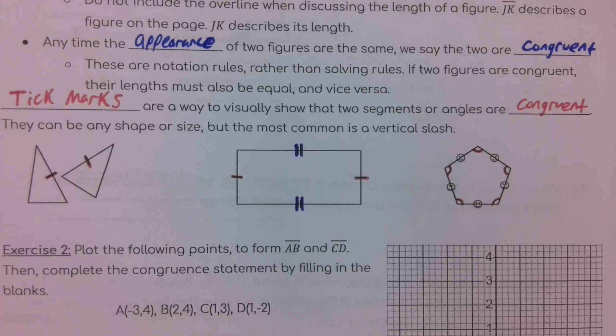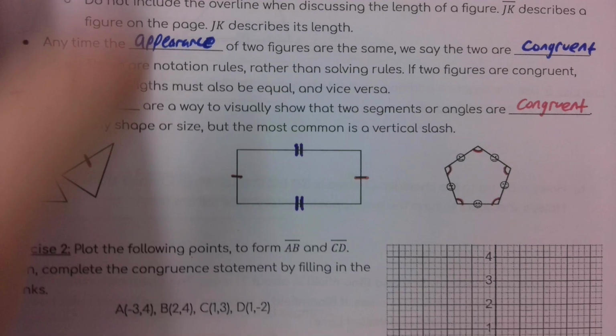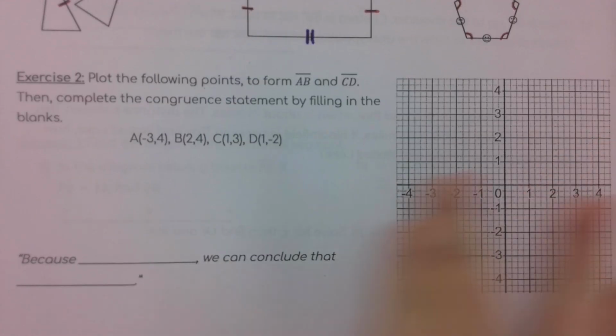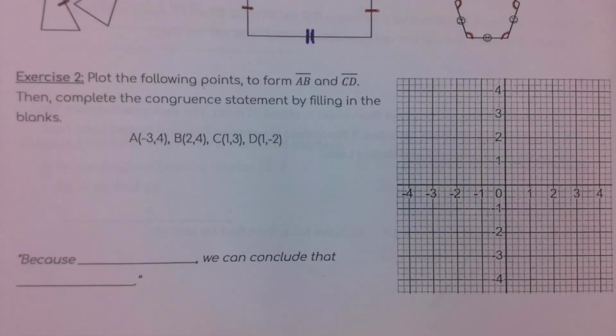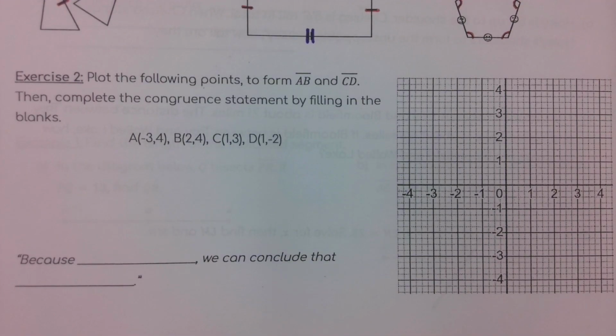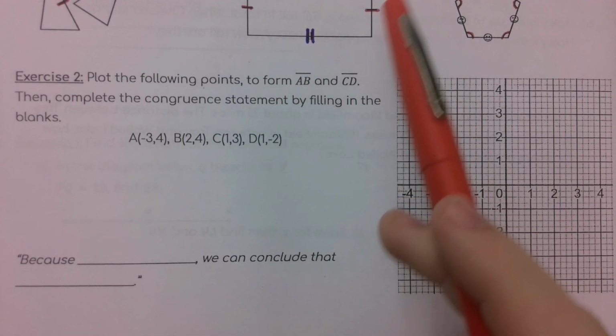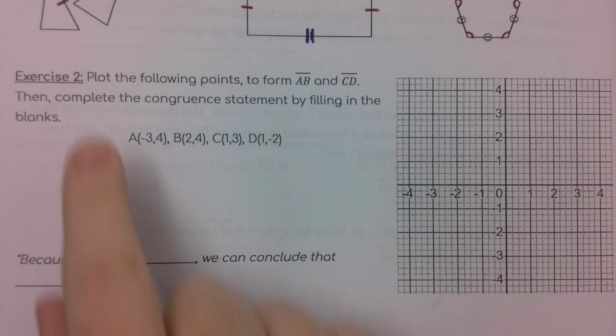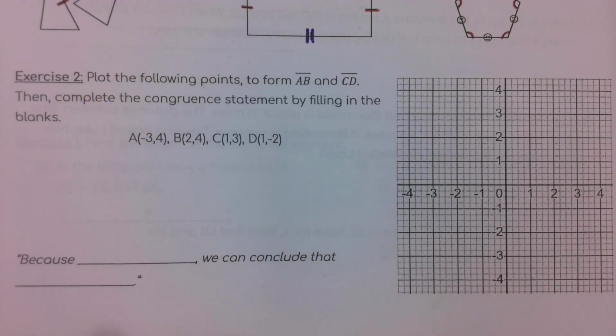Very nice. Now, I want you to try out exercise 2 on your own. I'll read out the question, and then we'll do it. It asks us to plot out the following points to make two lines, line segment AB and line segment CD. Then finish the congruence statement by filling in the blanks. So we either need to conclude that AB and CD are congruent or that AB and CD are not congruent. Pause the video and see what you can do.